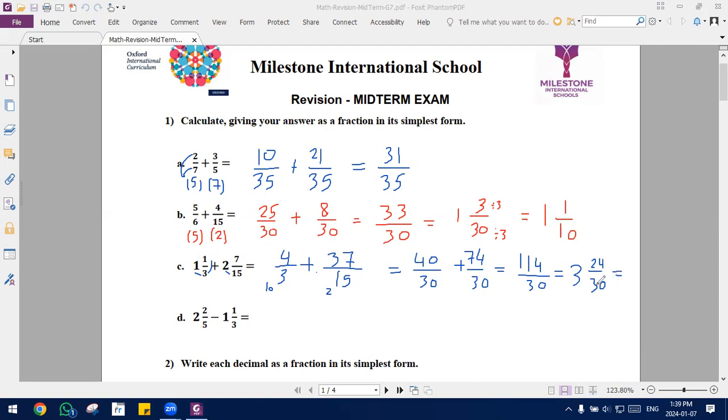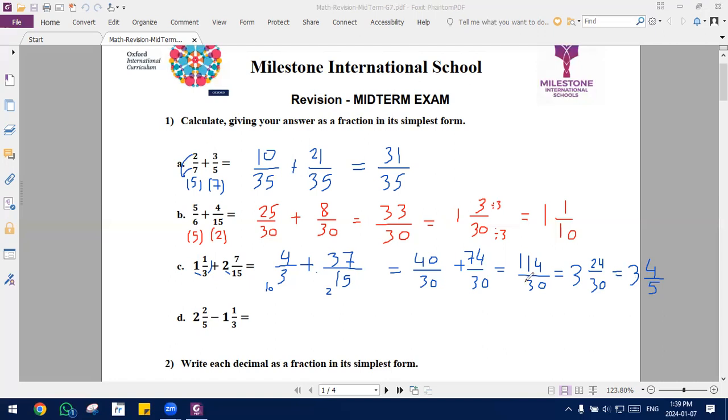When I simplify it, it will be 4 over 5. Both of them we can divide by 6. 24 divided by 6 is 4. 30 divided by 6 is 5. So this is the simplified version, 3 and 4 over 5.